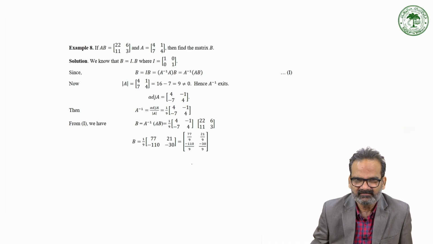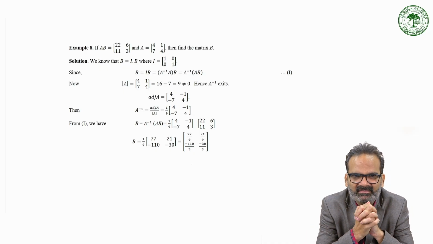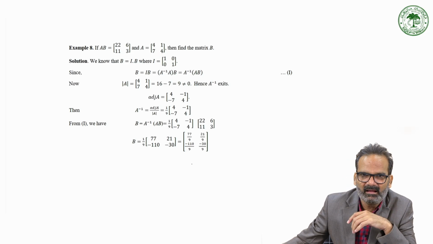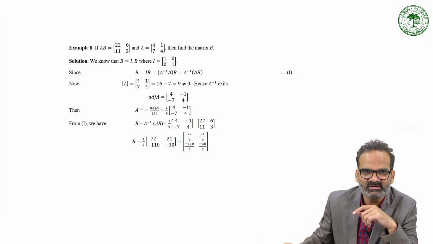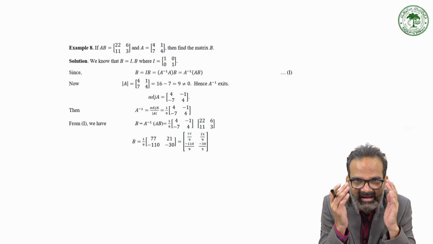Let us take this example also. This is also somewhat a different case. If the product AB is equal to this matrix [22 6; 11 3], and the matrix A is this, then find the matrix B.